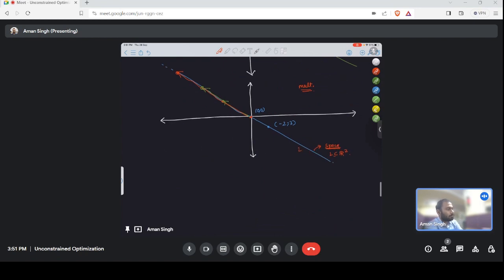So let's conclude our finding. All lines passing through the origin are subspaces of R square.